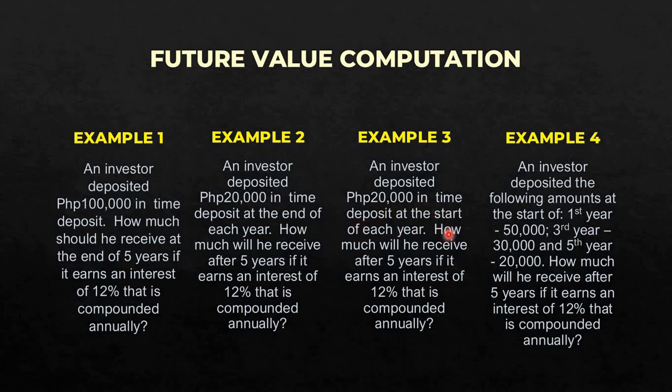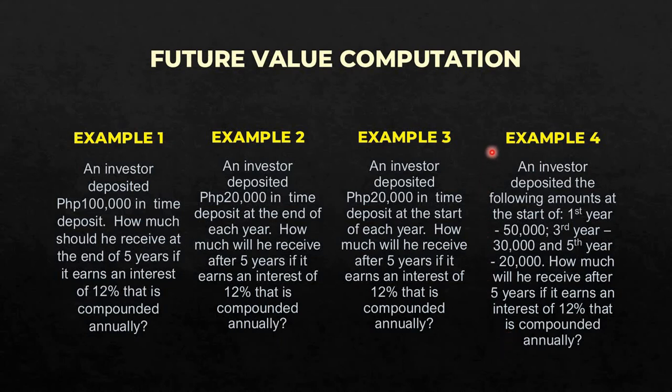Ngayon, punta tayo sa example number 4. An investor deposited the following amounts at the start of first year, 50,000 pesos. Third year, 30,000 pesos, and 5th year, 20,000 pesos. How much will he receive after 5 years if it earns an interest of 12% that is compounded annually?